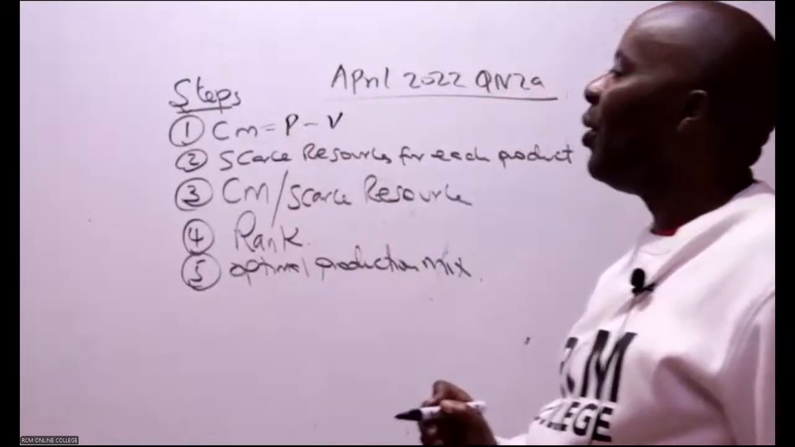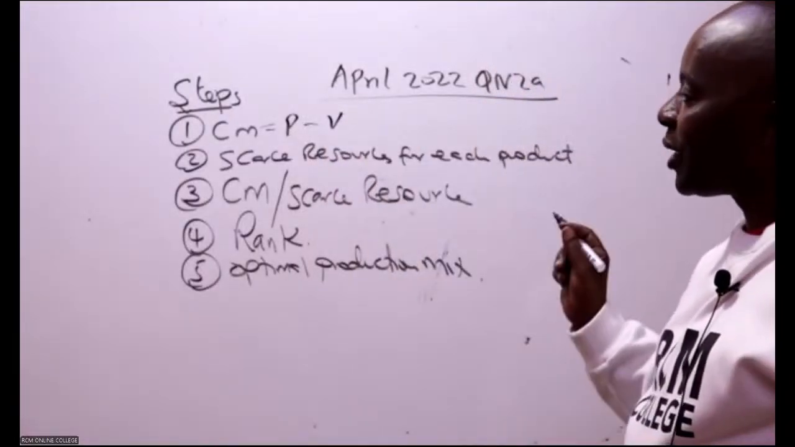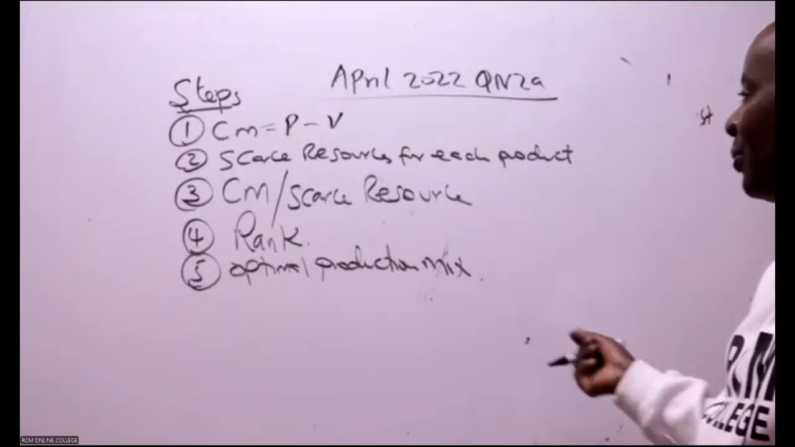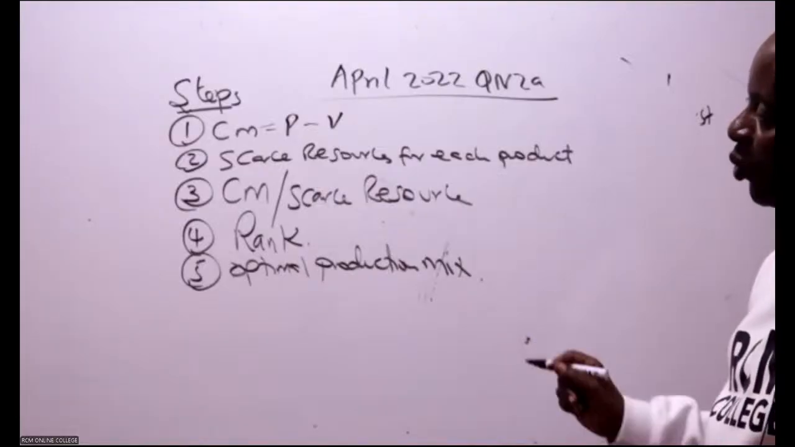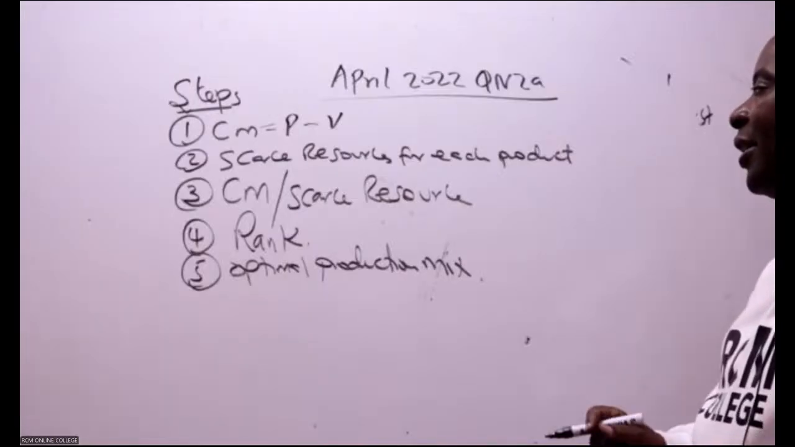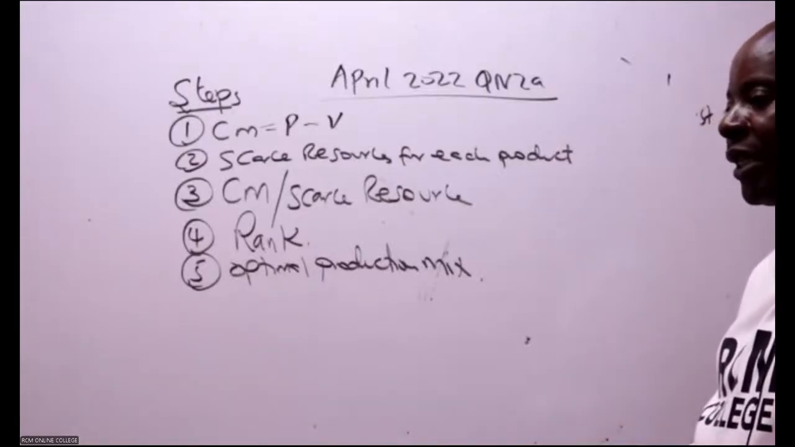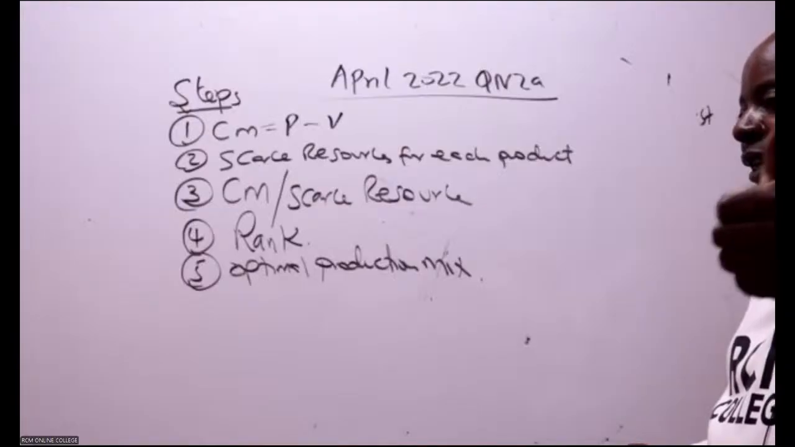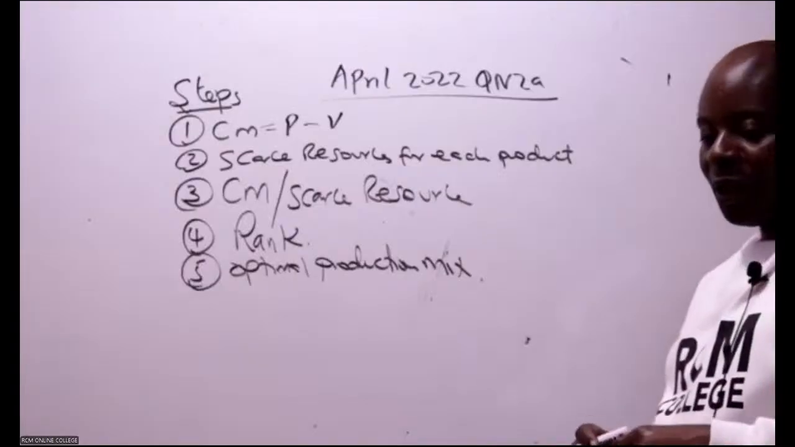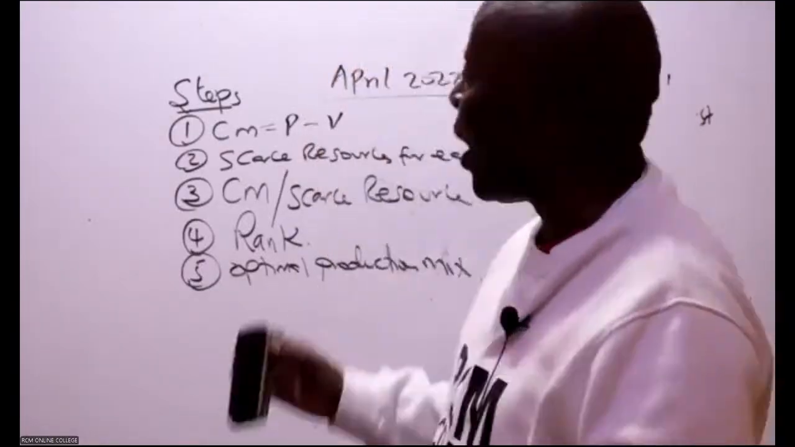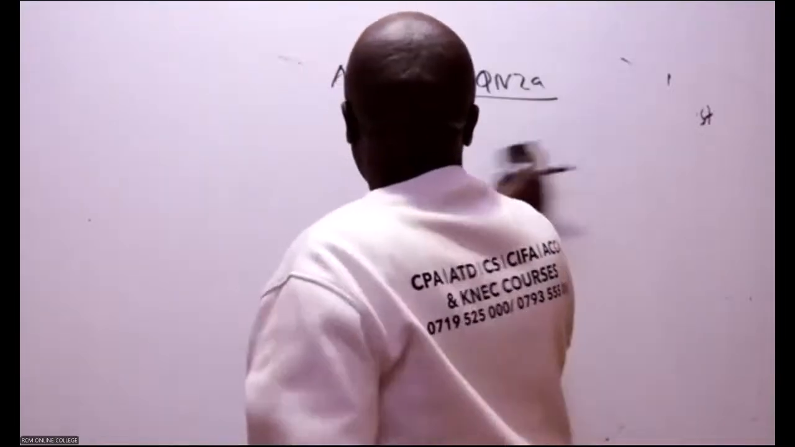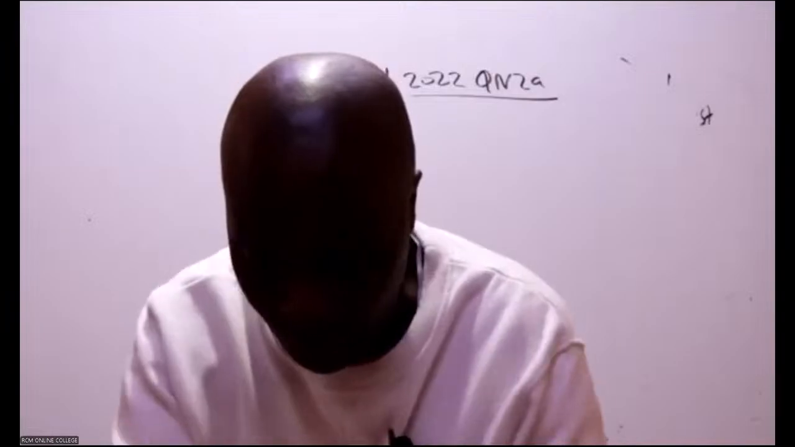You take price minus all the variable costs. Step 2, scarce resources per unit, or rather for each product. Then you give us a very important quotient, CM per scarce resource, you rank, and then number 5, lastly, you give us the optimal production mix. Have you guys finished writing this? Thank you so much. Then let's move slowly and get these low-hanging marks of contribution margin, where we shall write the selling price.